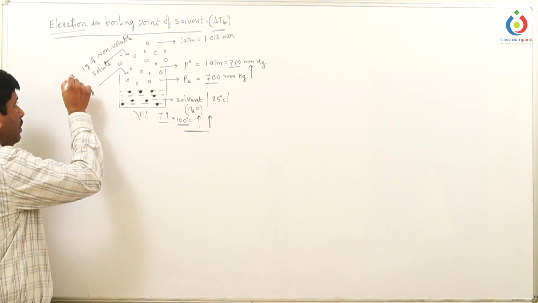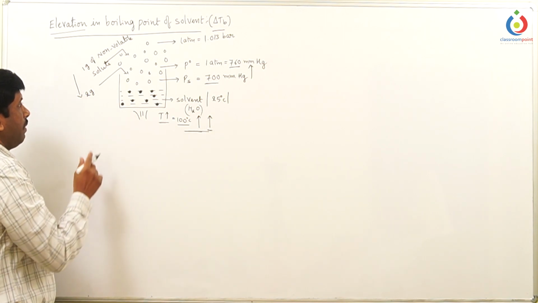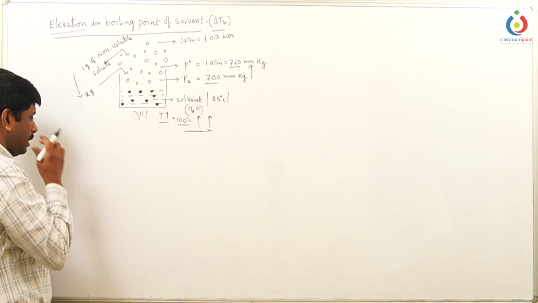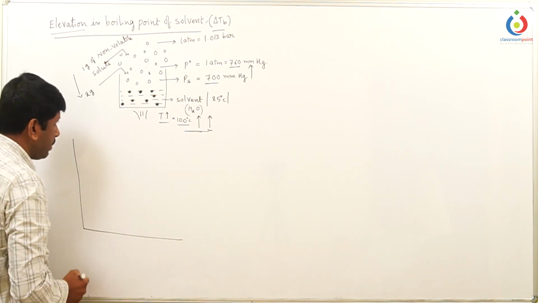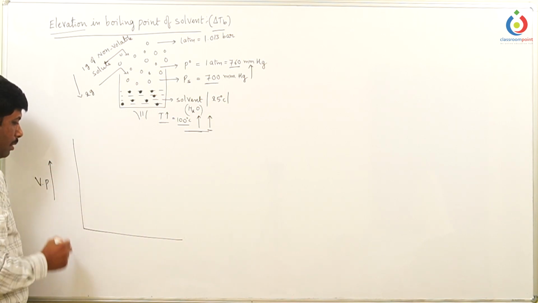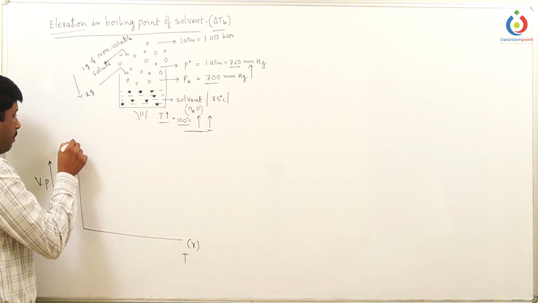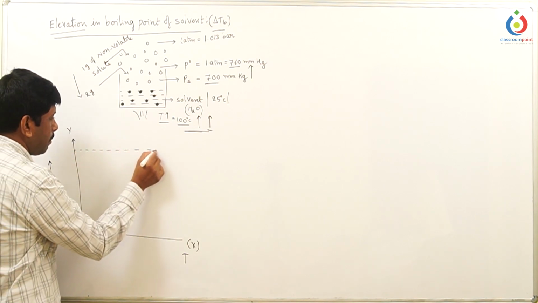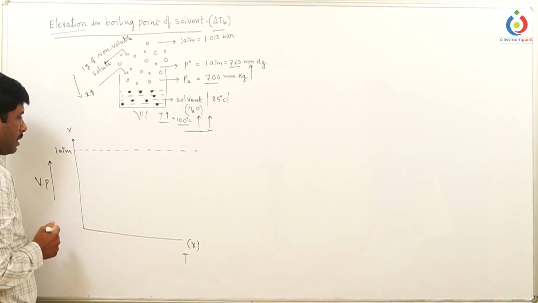The higher the amount of solute you add, the more the boiling point rises. So when the concentration of the solution increases, the boiling point of the solution also increases. Let us take a graph that gives the picture between the vapor pressure and temperature. Temperature we take on the x-axis and vapor pressure on the y-axis. This dotted line represents 1 atmosphere, that is the atmospheric pressure.